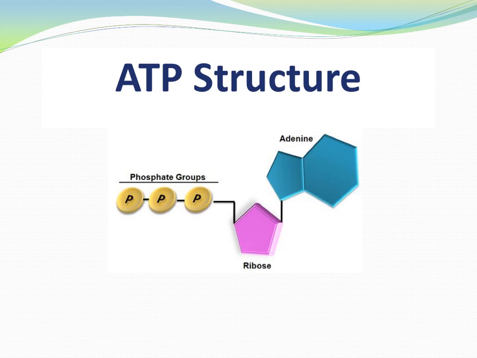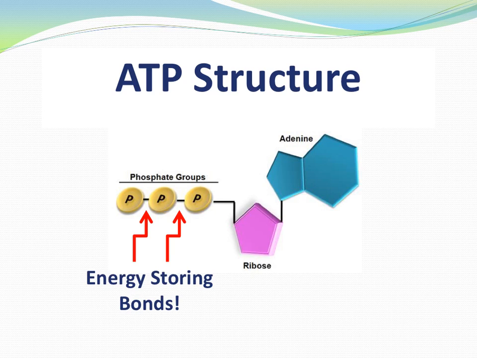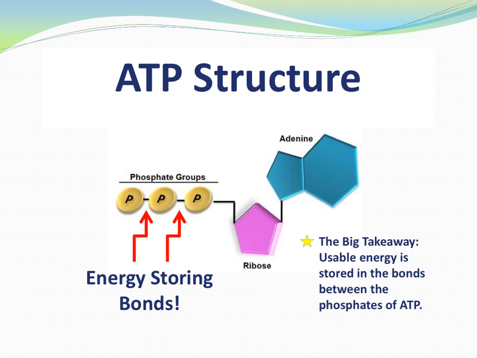And this molecule stores its energy right here. The bonds between the phosphates are where the energy from ATP is actually stored. It takes energy to put the phosphates together, to connect them. So energy is temporarily stored in the bonds between the phosphates. The big takeaway: usable energy is stored in the bonds between the phosphates of ATP.